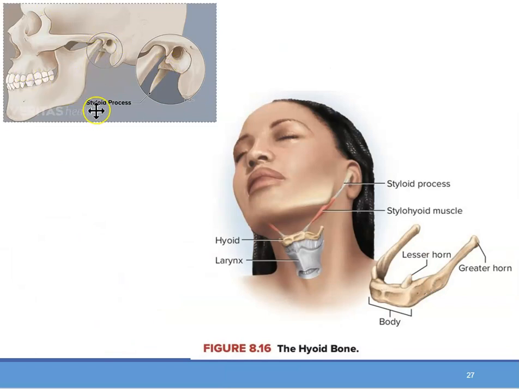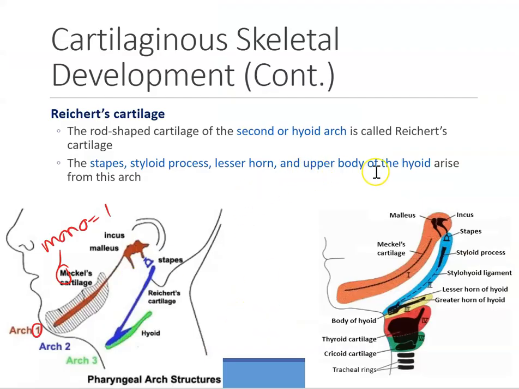So stylo, like a stylus pen or a stiletto heel, is a sharp thing that sticks out in the skull. That's the styloid process that gets derived from the second arc. We also have the hyoid bone. So we have the lesser horn and the upper body of the hyoid.